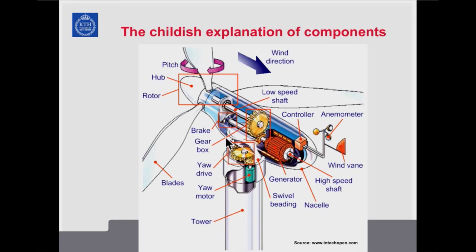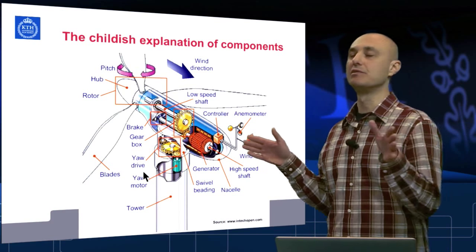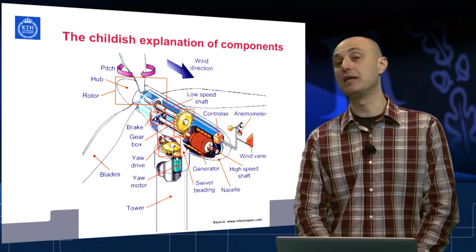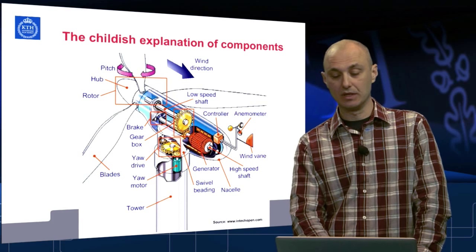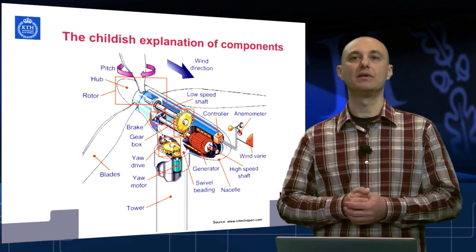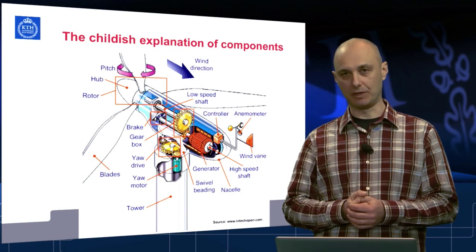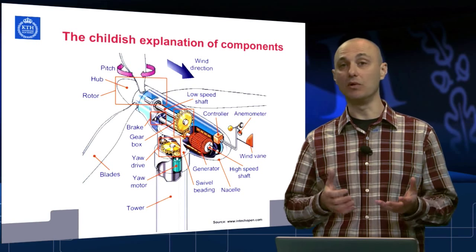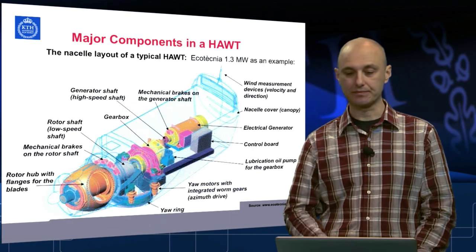We also need to have the yaw system. That would be the azimuth drive for the horizontal axis wind turbine, so that it's able to face the wind. All these components, let's say, or systems, need to play together in the best way. And they have to be present, regardless of how big or how small your turbine is.